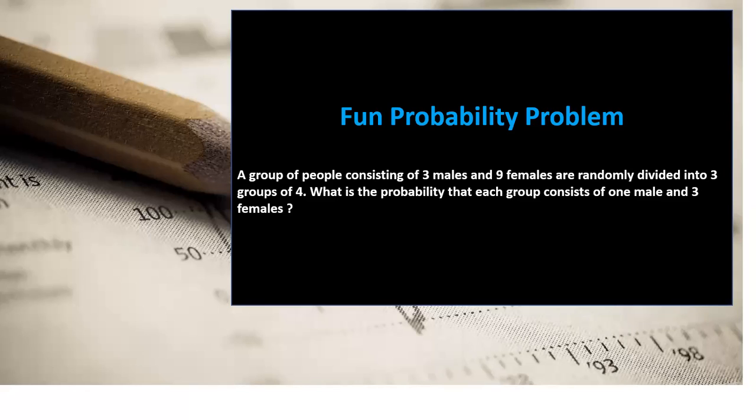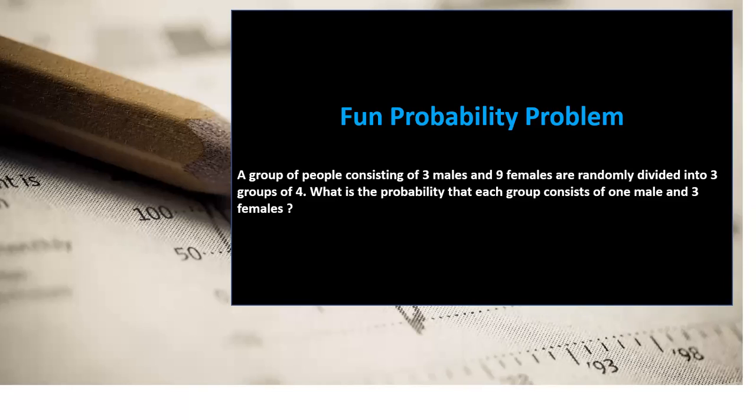And today we're going to solve a pretty fun but easy problem here. A group of people consists of 3 males and 9 females and is randomly divided into 3 groups of 4. What is the probability that each group consists of 1 male and 3 females?